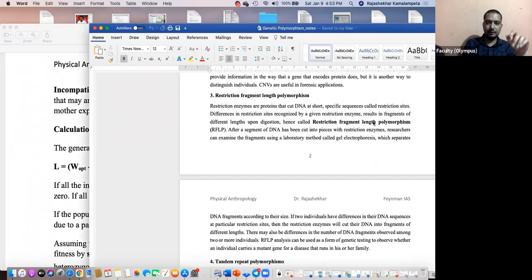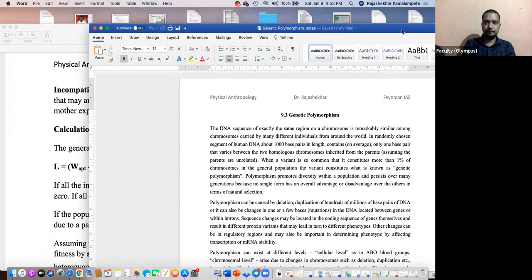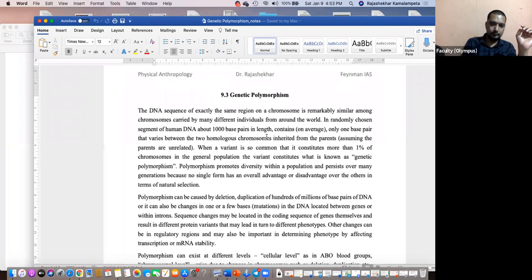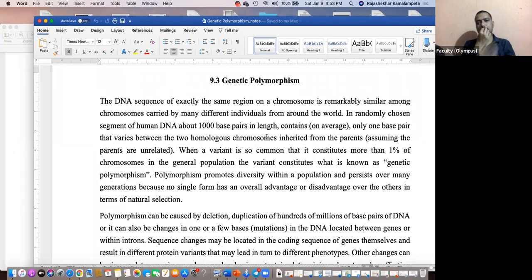So I made a summary on this as well. I provided some introduction that you can read here later. Basically how common this is. Out of how many bases do you normally find genetic sequences being different? So read about that. This is a general introduction to that.